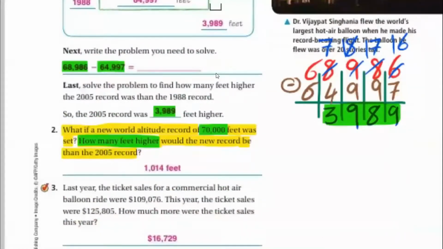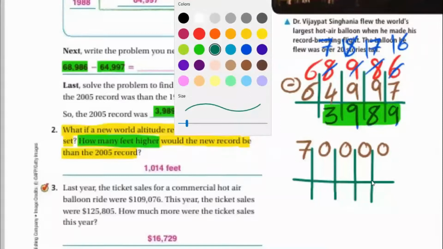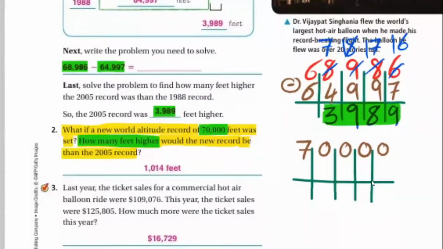Firstly, write the big number, which is 70,000. Let's write it here. And then divide our number like we studied before to make it easier. Like that. And then let's subtract. We have here the other number starting from ones place, which is 6 here, and then 8, 9, and 8, and then 6. And let's subtract.